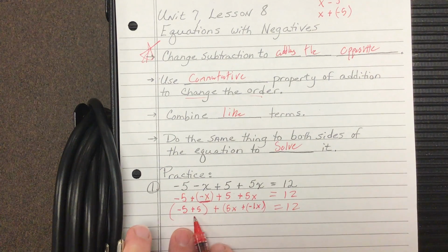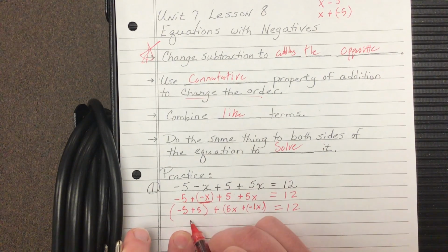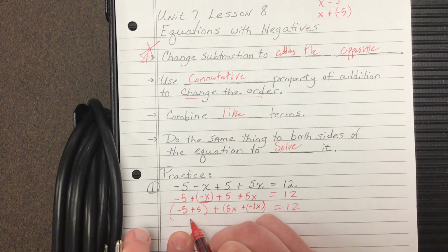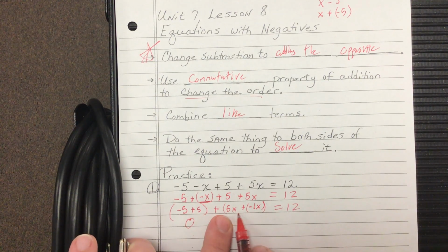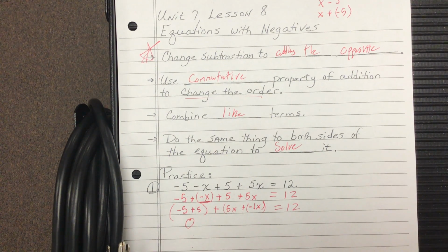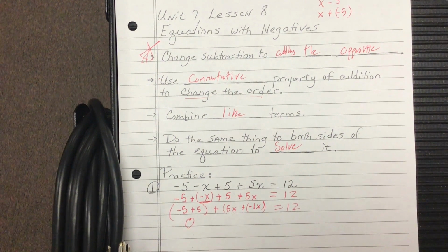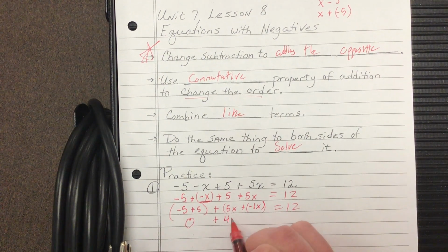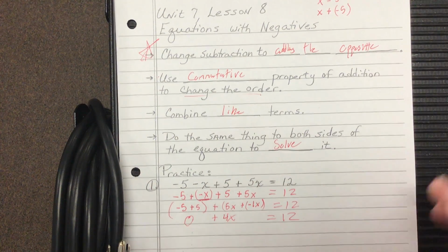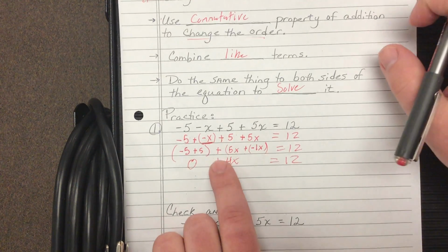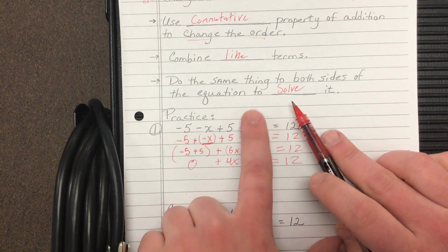All right, so now, Maddie, what's -5 + 5? 0. 0. 5x plus -1x is 4x. And that still equals 12. So now we just have 4x equals 12. And what's our last step?